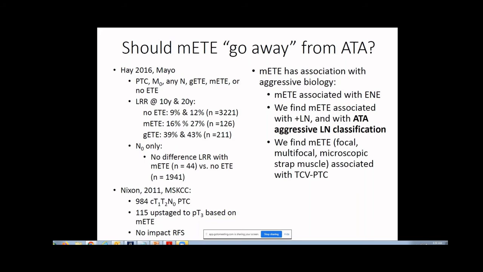So, you know, I think there are some situations where it's black and white from a surgeon's perspective, but there's some inherent variability from a surgeon's interpretation of what they're finding grossly in the operating room.